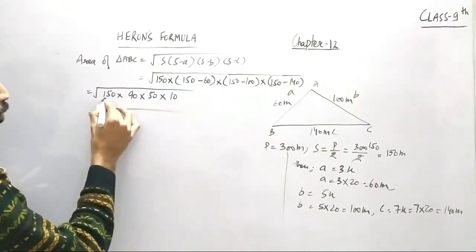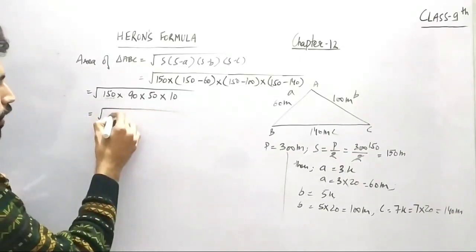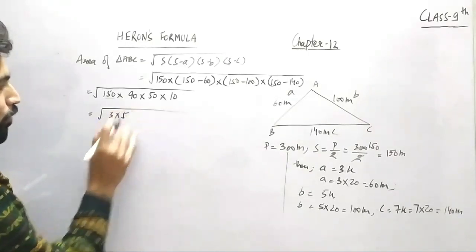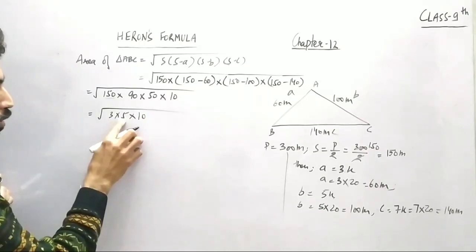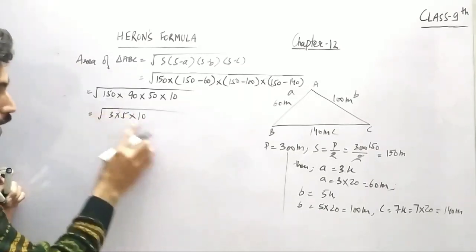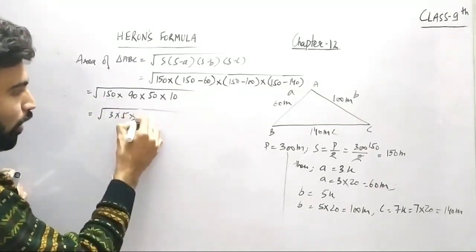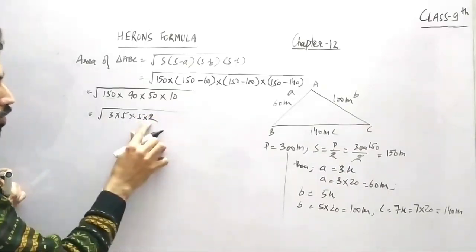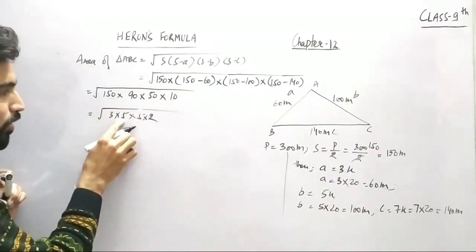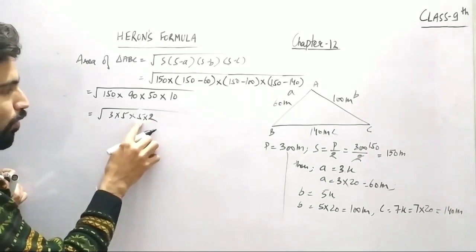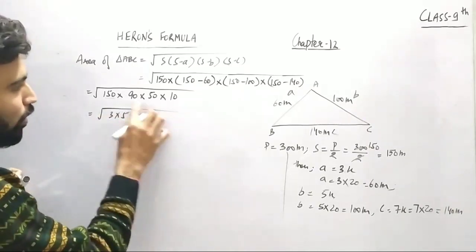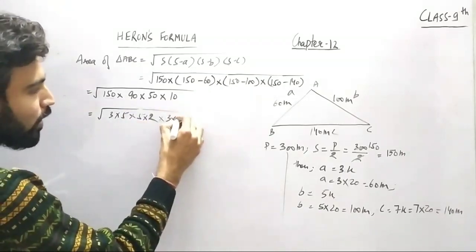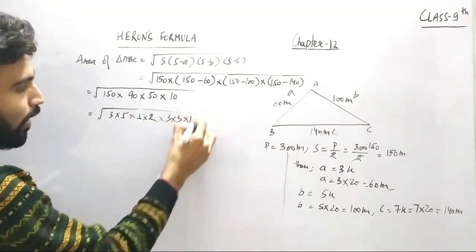So यहाँ पे 150 को मैं क्या लिख सकता हूँ? You can see 3 into 5 is 15. You can see then into 10. You can see 5 into 3 is 15. 15 into 10 150. Now इस 10 को भी मैं further 5 into 2 लिख सकता हूँ, right? So this will be 150. आप check कर सकते हैं 3 into 5 is 15. 15 into 5 that will be 75. 75 into 2 that will be 150, right? Now further 90. So 3 into 3 is 9 and 9 into 10 that will be 90.